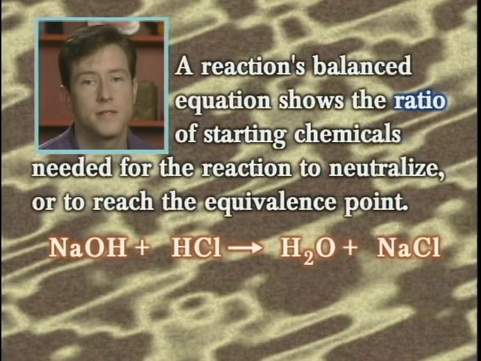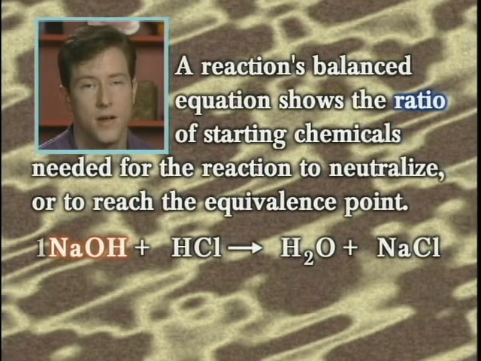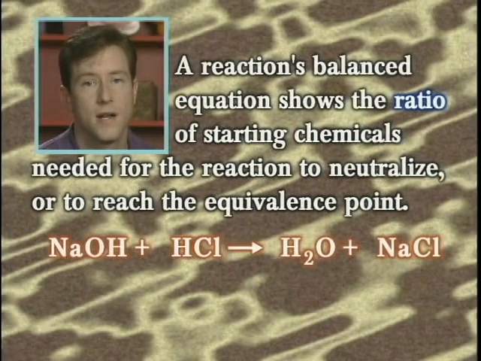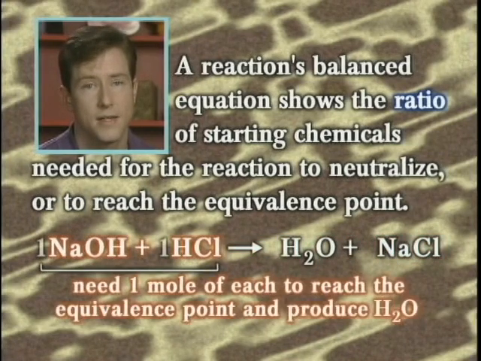For example, this balanced equation says that 1 mole of sodium hydroxide, NaOH, reacts with 1 mole of hydrochloric acid, HCl, to produce 1 mole of water, H2O, and 1 mole of table salt, or NaCl. We can tell by looking at the equation that we need 1 mole of sodium hydroxide, the base, to react with the 1 mole of hydrochloric acid in order for the reaction to reach the equivalence point and neutralize.